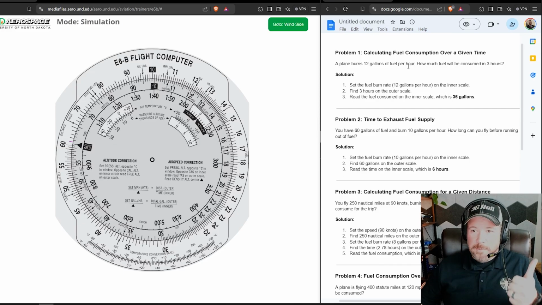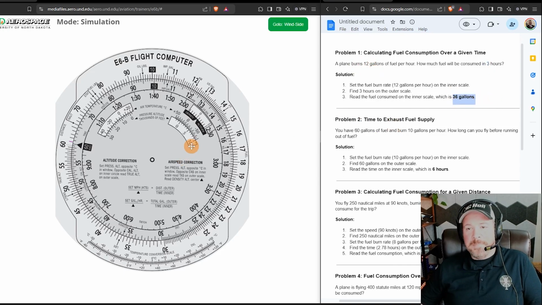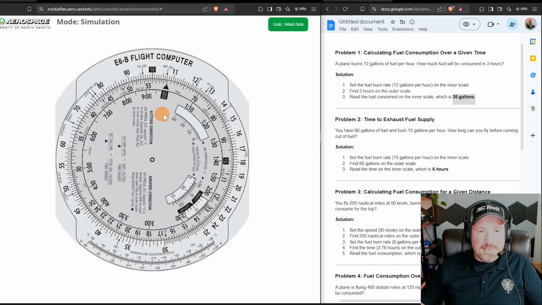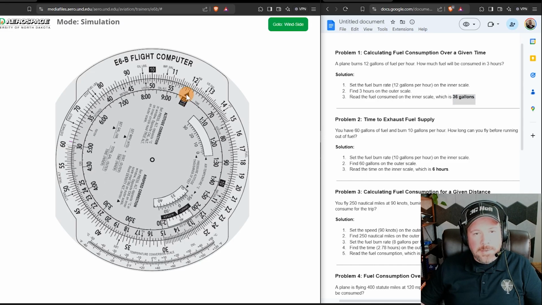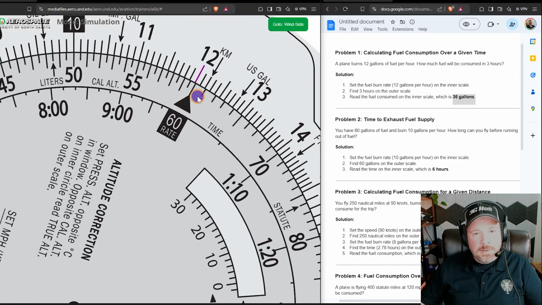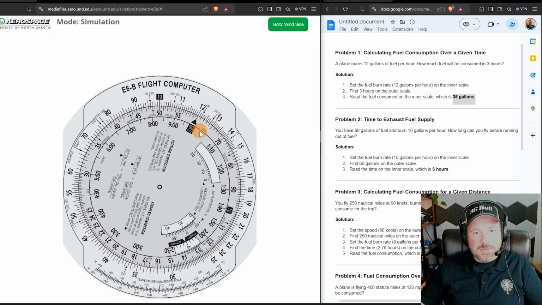Well, rule of thumb would be 3 hours times 12 per hour, so 3 times 12 is 36, which we know is the right answer. But let's use the whiz wheel, right? So we set the fuel burn rate of 12 gallons per hour on the inner scale. We take the 60 and put it up under the 12. Let's line it up as best as possible, 12.